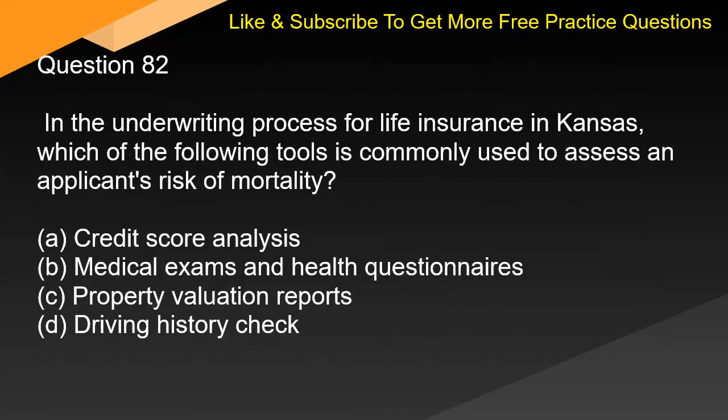Question 82. In the underwriting process for life insurance in Kansas, which of the following tools is commonly used to assess an applicant's risk of mortality? A. Credit score analysis. B. Medical exams and health questionnaires. C. Property valuation reports. D. Driving history check.